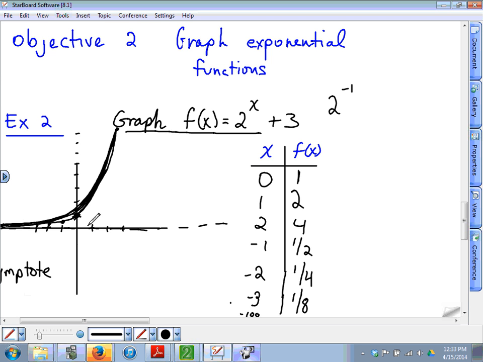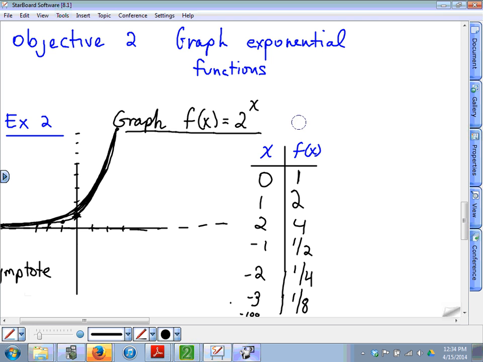So instead of the asymptote being here on the x-axis, where would the horizontal asymptote be? It'd be up 3. Okay, what if I put a -4 right there? It'd be down at -4. But you guys still see that it still skims along it.